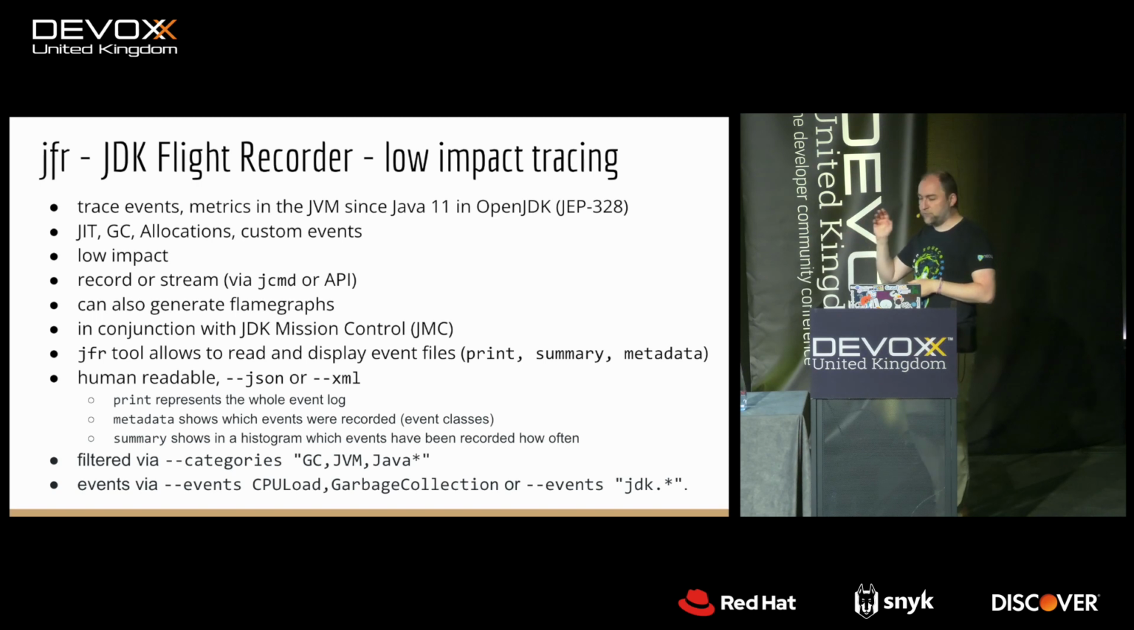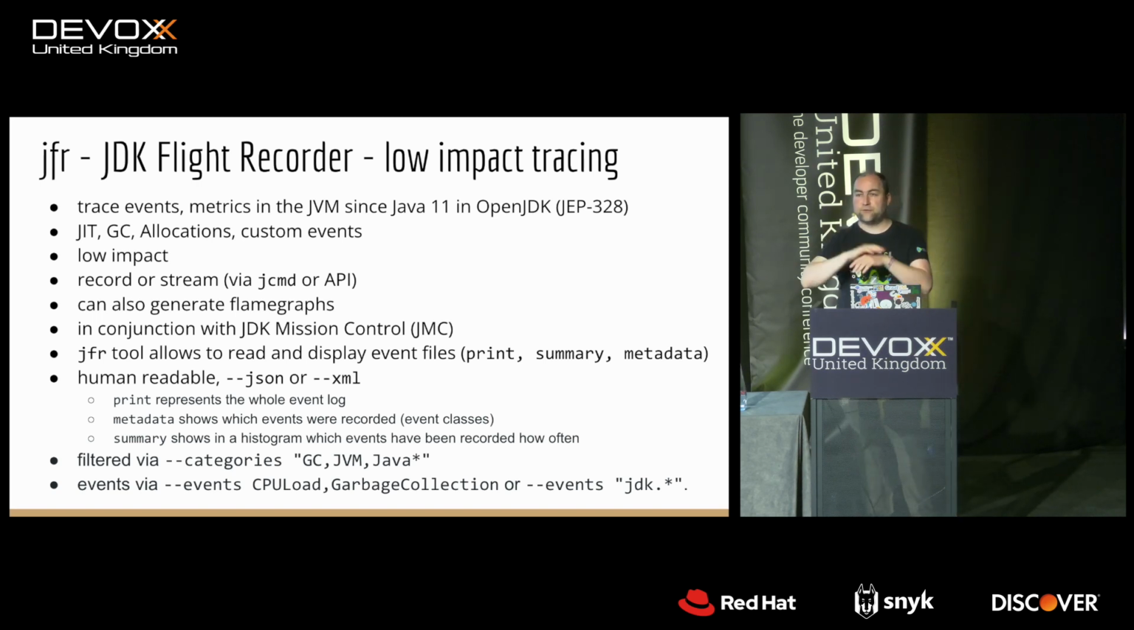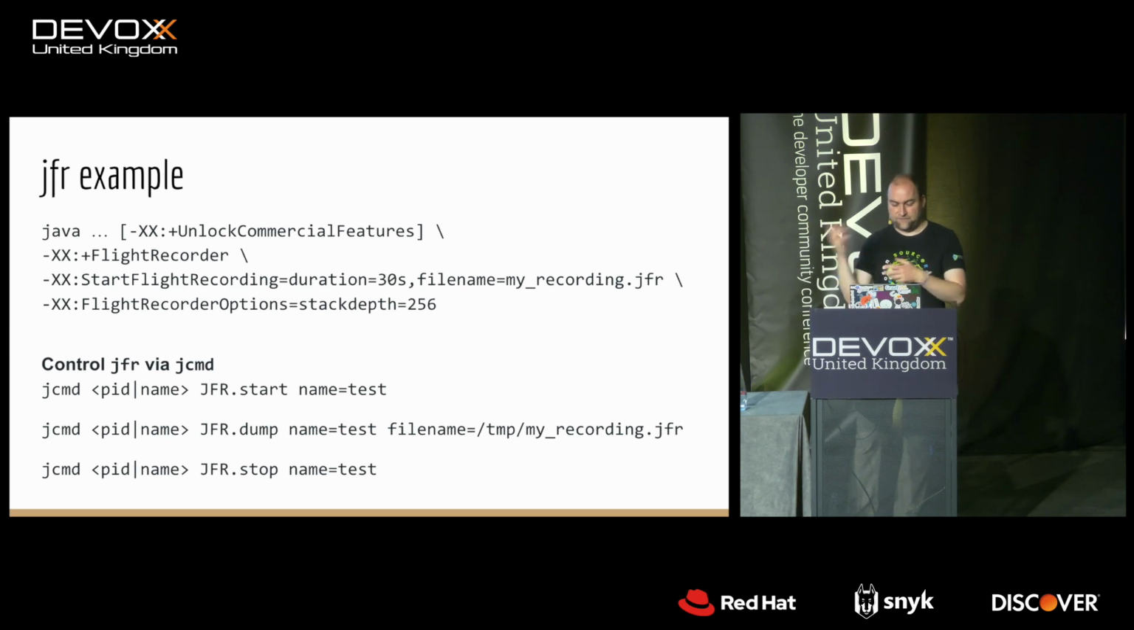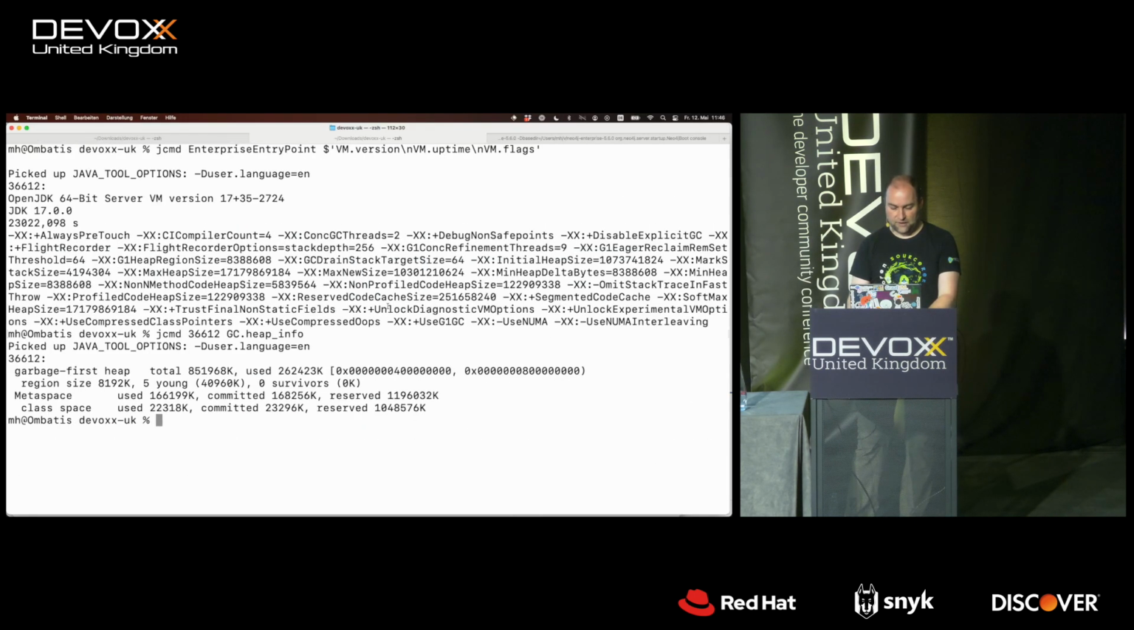JFR can also output summaries, overviews, percentages, and things like that. You can filter by categories or by event types. So there's a lot of stuff in JFR, but it's too much and too deep to go really deep into it. But just know that it's there and that we can use it. And as an example, we can do a quick recording of something happening in Neo4j, and then we can get an overview as such.